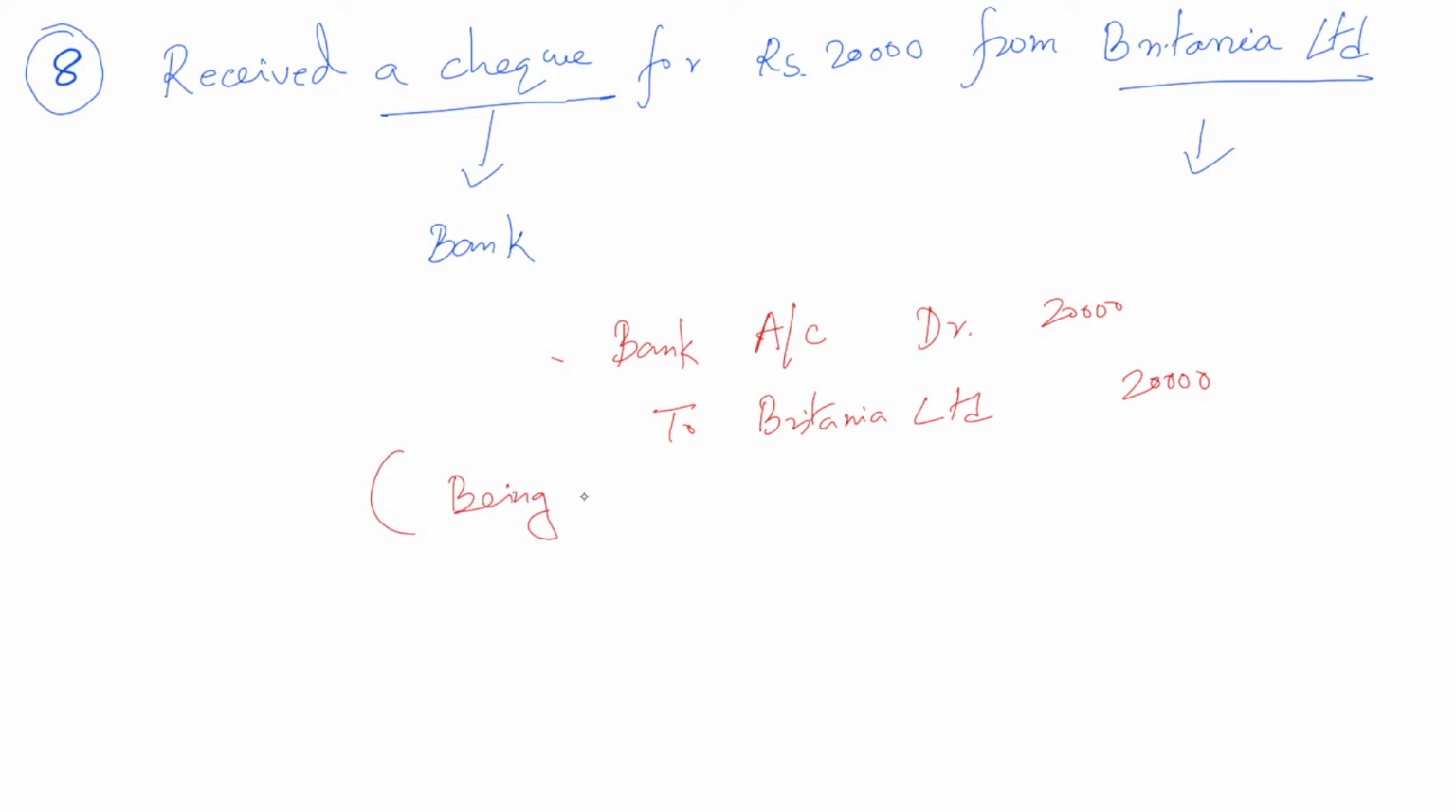Being check received from Britannia Limited. Okay. So this is the journal entry. Now if we pay cash to HUL, it may be any other party also. Do not go with the name or anything. The fact is that if you understand the entries, then you can pass them for any customer.